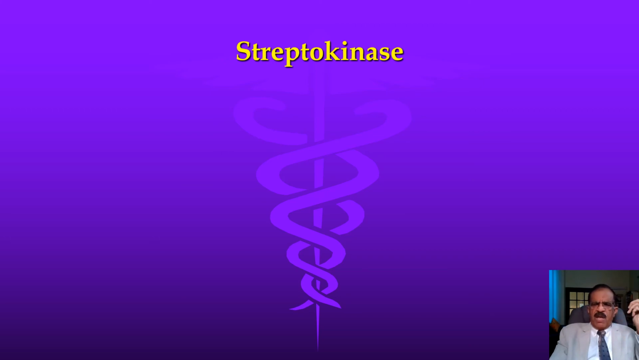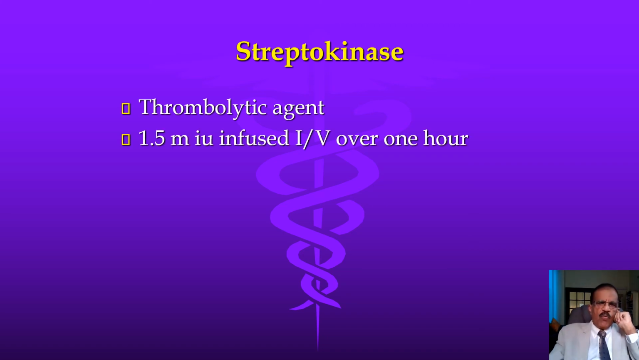Now there are many thrombolytic agents available in the world, but in poor countries we only have streptokinase. I think I'd like to give you some more details because you would probably be using this drug. It's a thrombolytic agent, and 1.5 million international units are infused intravenously over 1 hour. So one ampule is mixed in 100 ml of normal saline and infused over 1 hour.